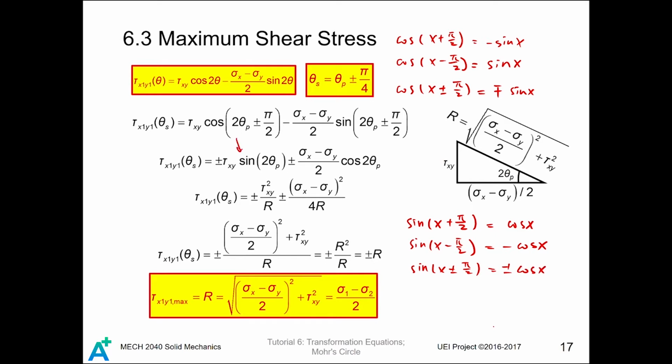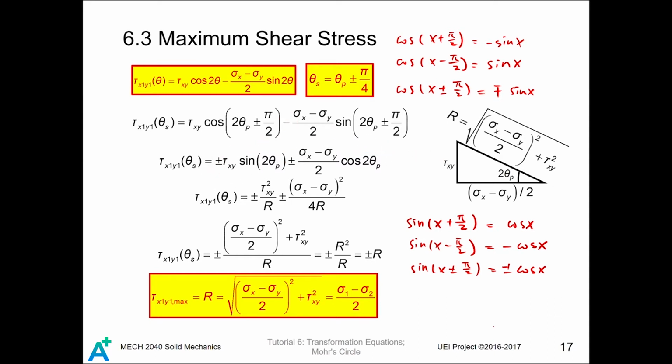So here it will become minus or plus sine 2 theta p. Here it will become plus or minus cosine 2 theta p. But luckily there is a negative sign assigned here, such that it will become minus plus. So eventually you can write both of the minus plus in the way of plus minus. Okay, then the maximum shear stress is given by tau x1y1 at theta s equals plus or minus tau xy sine 2 theta p plus or minus (sigma x minus sigma y)/2 cosine 2 theta p. So still we keep the plus minus sign here.